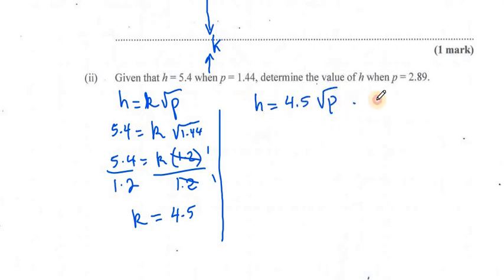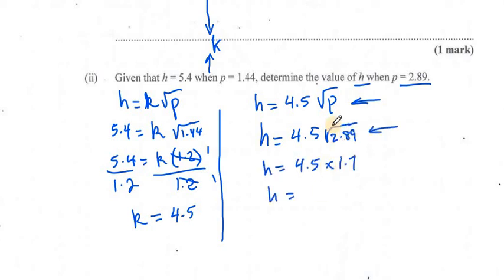Now we can use this equation to find either h or p given the other. So in this case, we're given p, and we're asked to find h. We know that h is equal to 4.5 times the square root of p, and in this case, p is 2.89. So the square root is 1.7, you already have that in your calculator, times 4.5 will give us 7.65.